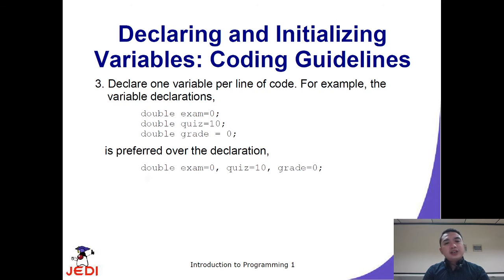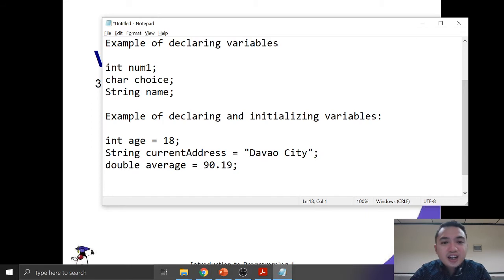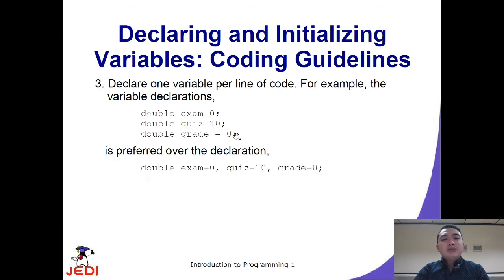Another guideline: declare one variable per line of code. Like what we did here, one line is equivalent to only one variable. This is for readability purposes. Same like this, double exam is equal to 0, double quiz is equal to 10. You can actually do it on one line, but we much prefer if you do it like this: one line is equivalent to one declaration or initialization of a variable.